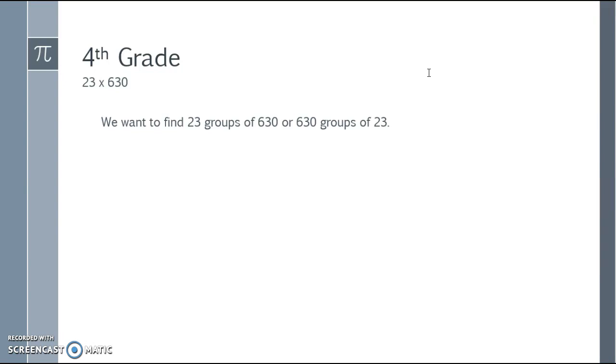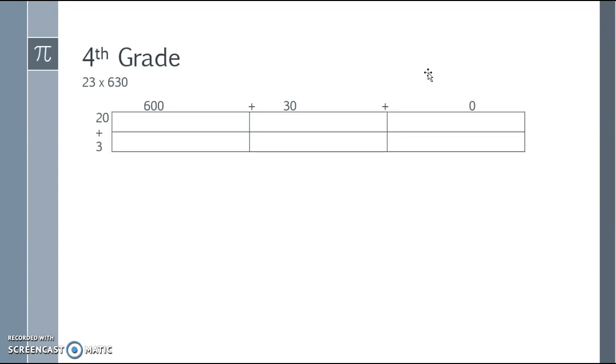23 times 630, so we want to find 23 groups of 630 or 630 groups of 23. Again, I'm going to use the area model here just to expand our notation a little bit. So along the top, I've got 600 plus 30 plus 0 written in expanded form, and 20 plus 3 to represent 23 in expanded form. So 20 times 600 is 12,000. 20 times 30 is 600 and 20 times 0 is 0. 3 times 600 is 1,800. 3 times 30 is 90, and 3 times 0 is 0. Adding them all together, we see we end up with 14,490.